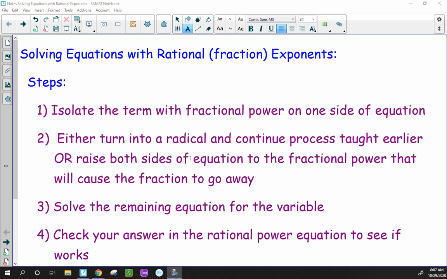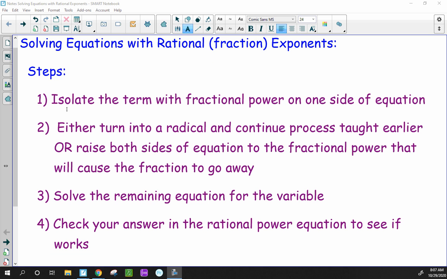Pre-calculus. Today we're going to look at how to solve equations with fraction powers or rational powers. The steps are going to look very similar to when we did the radical equations. First, I need you to isolate the term with the fractional power on one side of the equation. Get the term with the fraction power by itself.